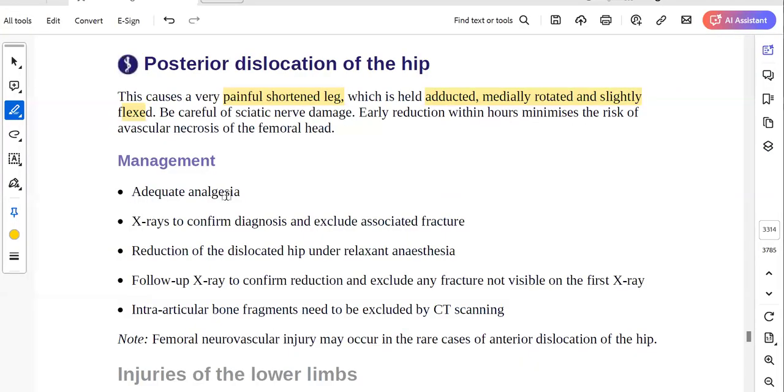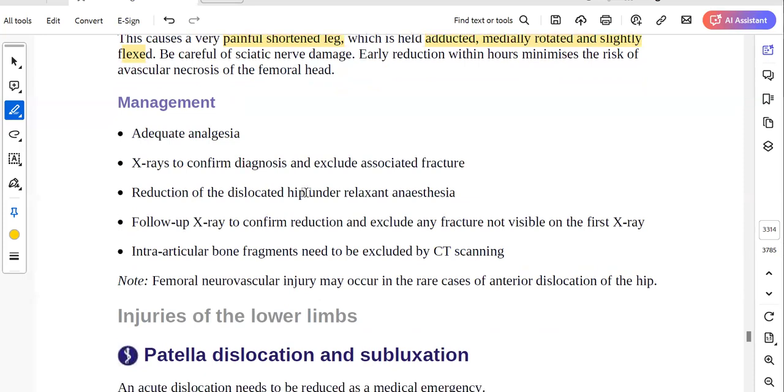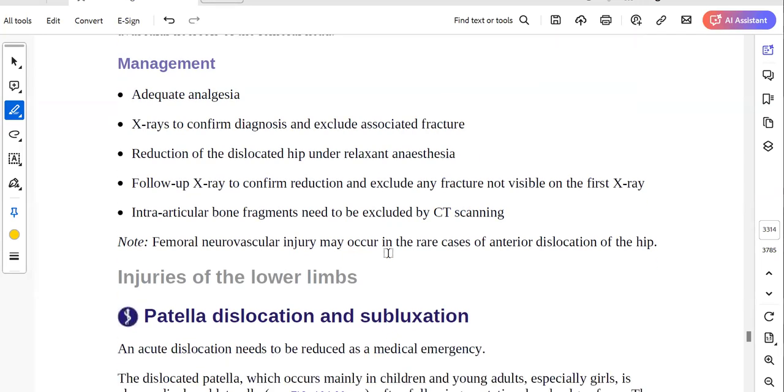So how to manage this? Definitely they will be in a lot of pain, so give adequate analgesia, then do an X-ray to confirm the diagnosis. This patient will need reduction of this hip under general anesthesia or under relaxant anesthesia. Once you do the reduction, you need to do an X-ray again to confirm the reduction.